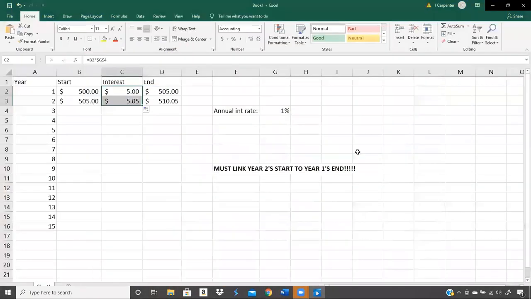Yeah. The $5 and 510. 510 is what maybe had the 10 cents in my head, but that was wrong. The interest went up a little. And then this formula added the $505 and the $5 and 5 cents. It added those two. It got 510.05, which is exactly what we calculated. So that's a good sign.